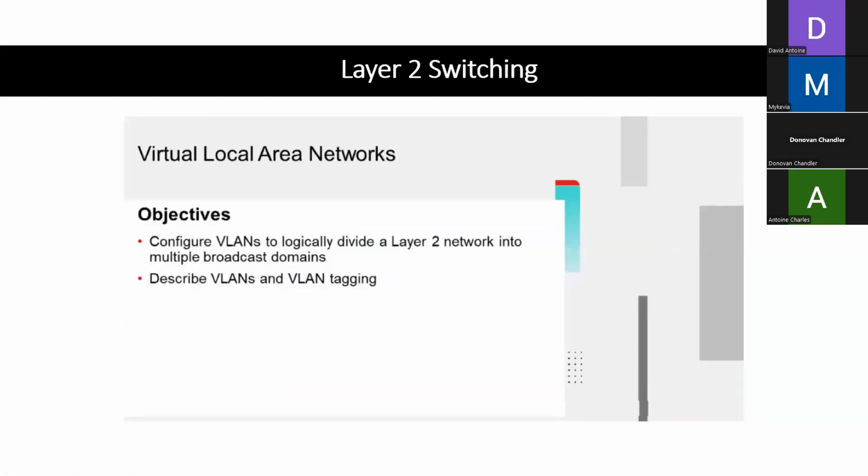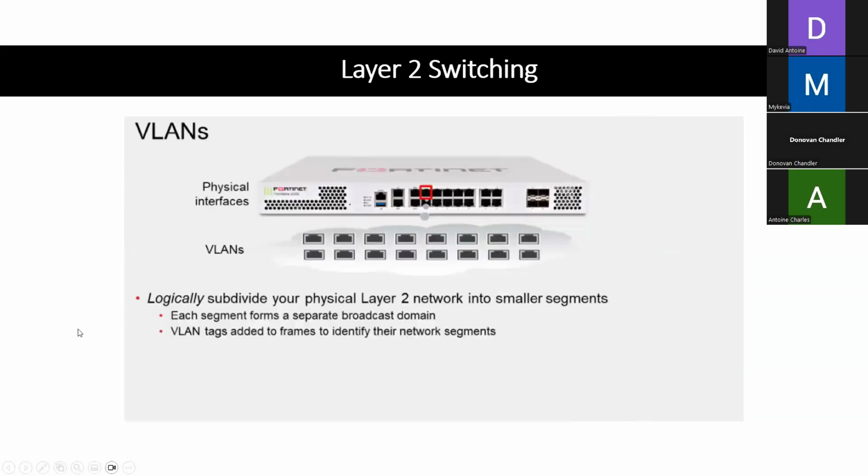The first section we're going to talk about is VLANs, or virtual local area networks. Okay. So long story short, a VLAN splits physical interfaces, your physical devices, physical switches, FortiGates, what have you, into multiple virtual local area networks. That's the definition of a VLAN.